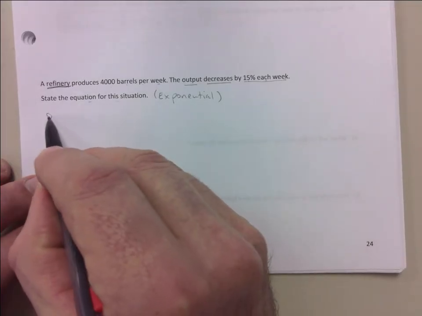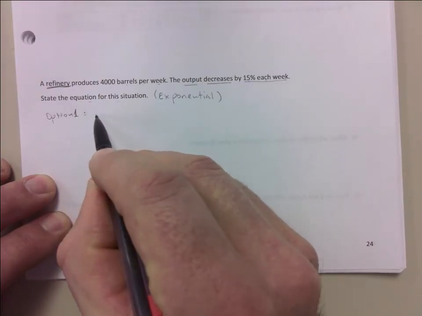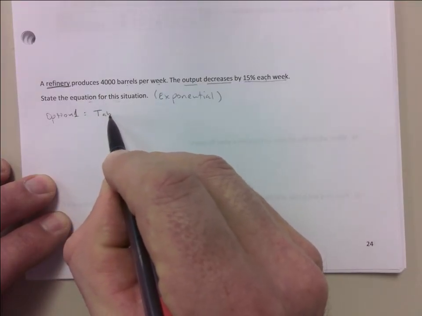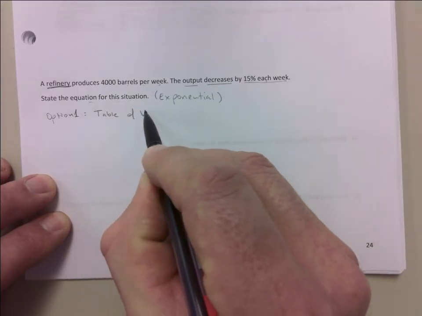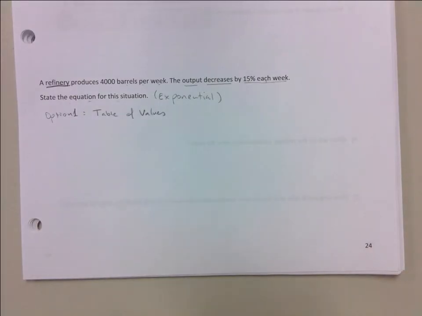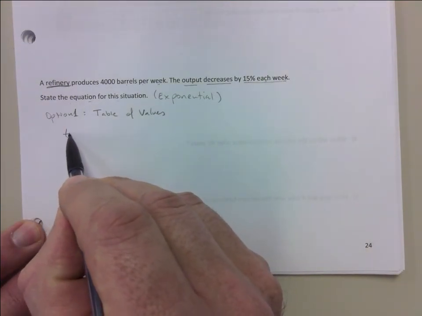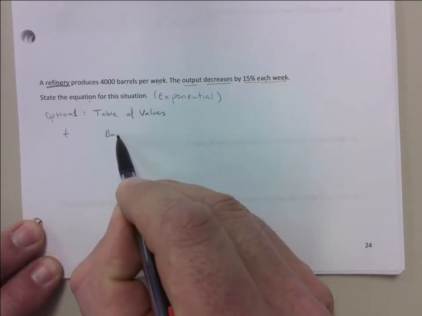So you've got two options. Option one is make a table of values where you come up with 3 points that's going to help you come up with a regression. So we've got time in weeks, and we've got barrels.